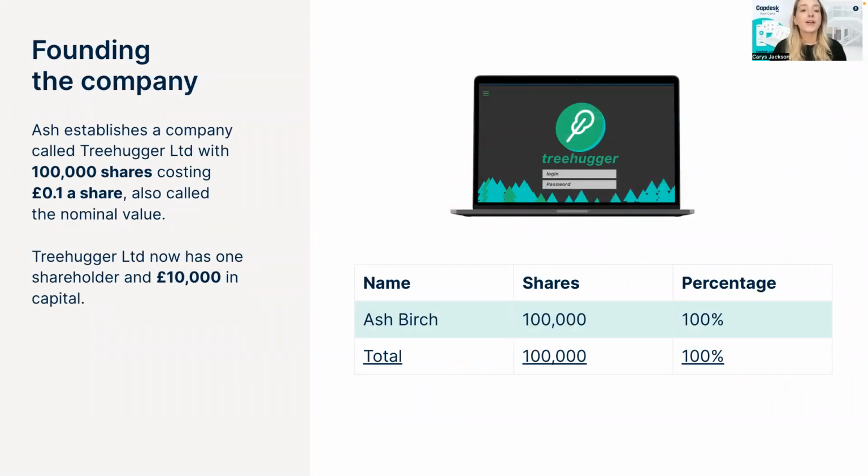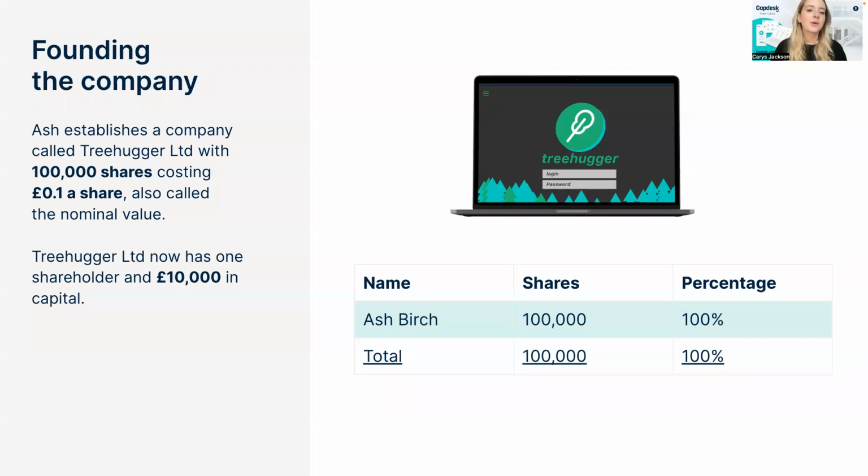I think, first of all, shares always have a price. And I think that's a common misconception. So even though Ash has to incorporate the company, he has to put cash into that company. So he incorporates Tree Hugger Limited with 100,000 shares at a cost of £0.1 a share. That means that Tree Hugger now has one shareholder and has £10,000 in its company's capital. The share price of your incorporation is called the nominal value.